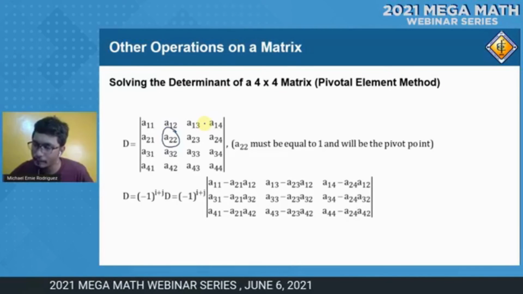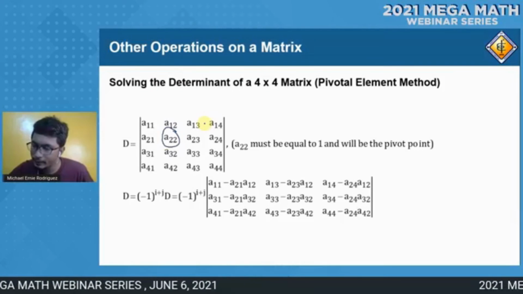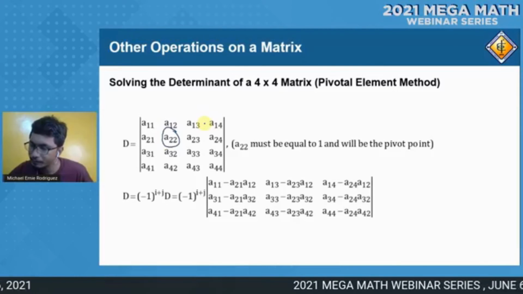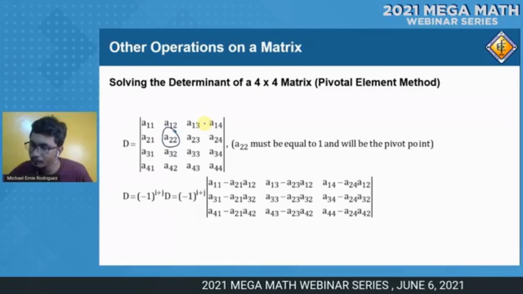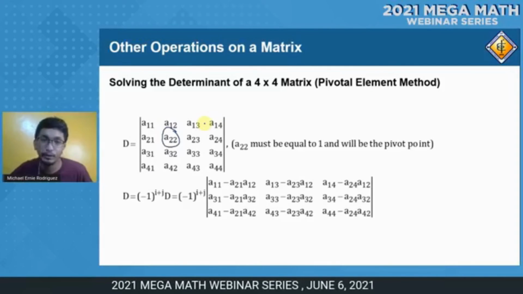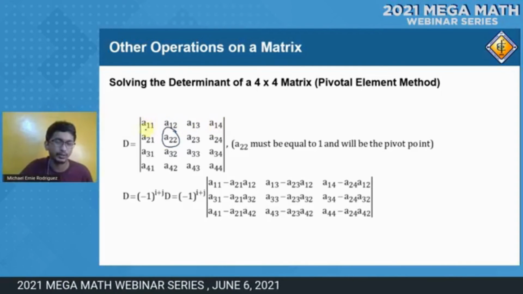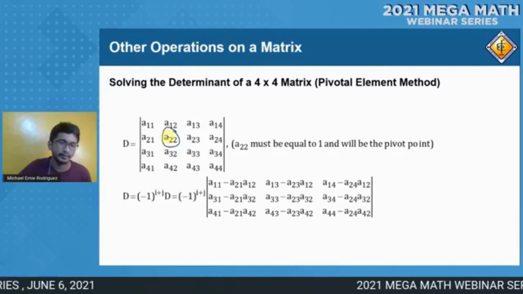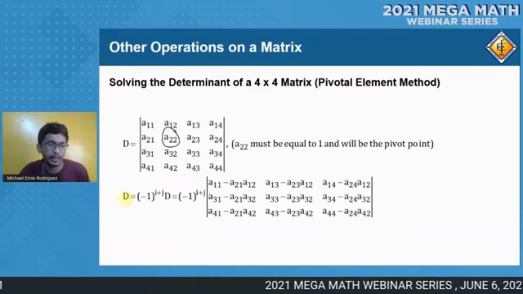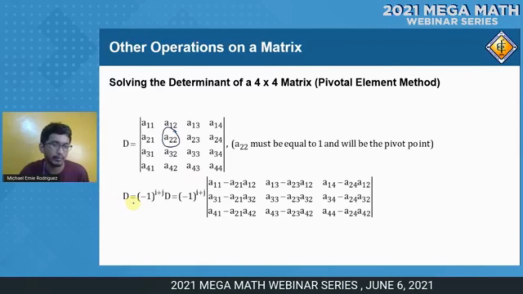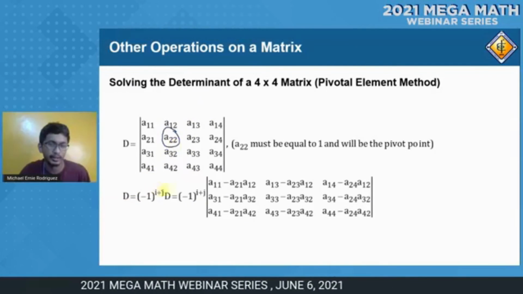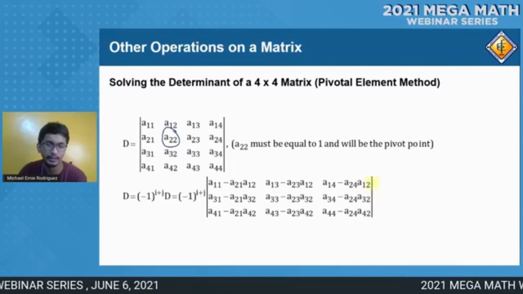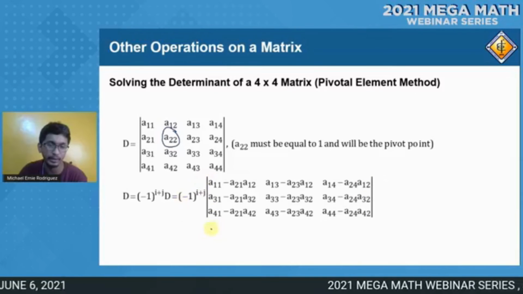Then you apply the pivotal element method. You divide the first row by your chosen pivot if it is not 1. The formula for solving the determinant of this 4 by 4 matrix is easier, because you only need the determinant of a single 3 by 3 matrix.